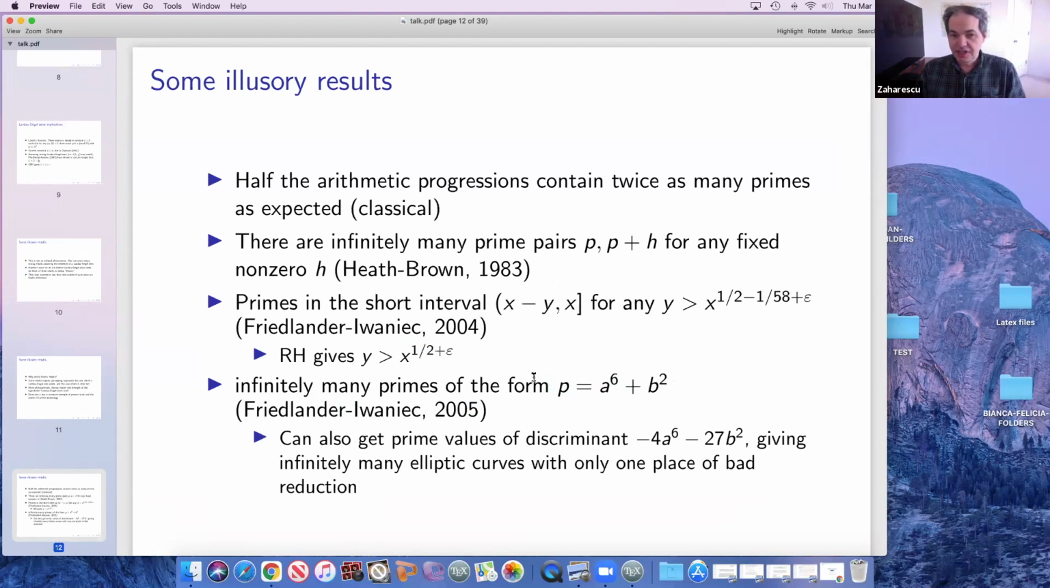Now, some such results. Well, first of all, if we assume the existence of a lambda equals 0, or if we assume the existence of an infinite sequence of lambda equals 0s. Because if you assume the existence of one lambda equals 0, then it will have influence in a certain range. But if we assume infinitely many, then we can combine them and get some better results. For instance, the first one, half the arithmetic progressions contain about twice as many primes as expected. And then the other half will contain very much fewer primes than expected in a certain range.